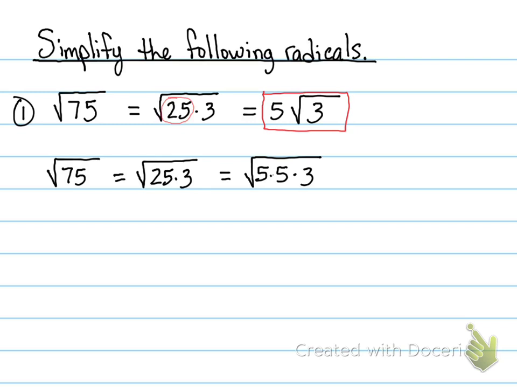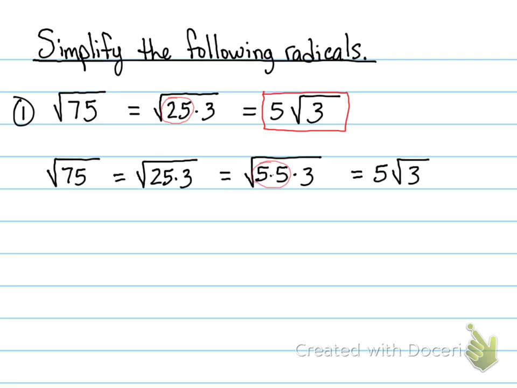And again, the index is located in the little corner right here. With square roots, since it's the most common, we don't write down the index, but it's understood to be a 2. All right, so with the square root, you're looking for 2 of the same factor. And so you can see here we've got 2 of the same factor, 5. And so the square root of 5 times 5 would just be 5.